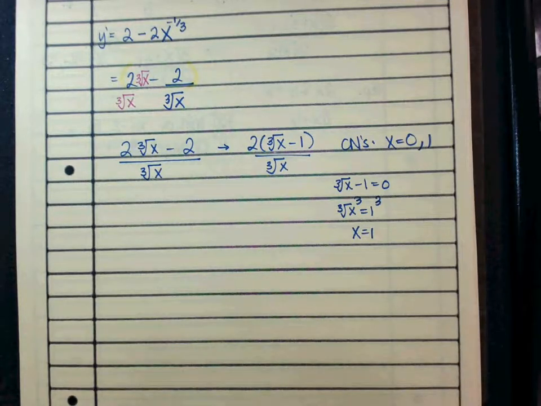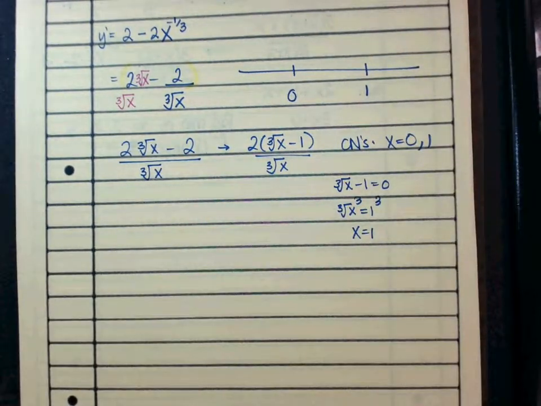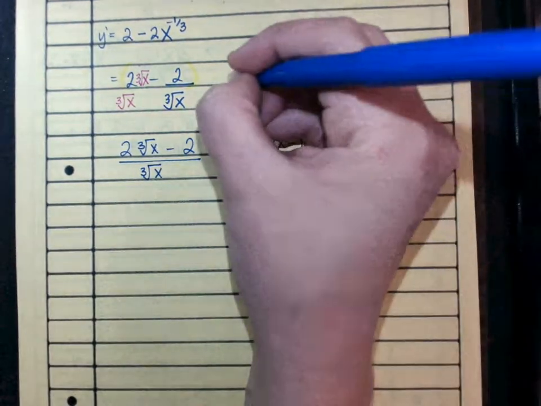Okay, set up your number line. 0 and 1 are our critical numbers. On the bottom, we're going to label it f prime.